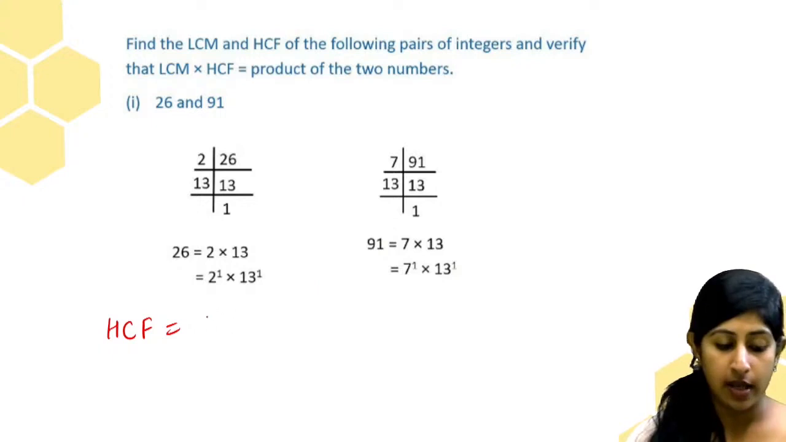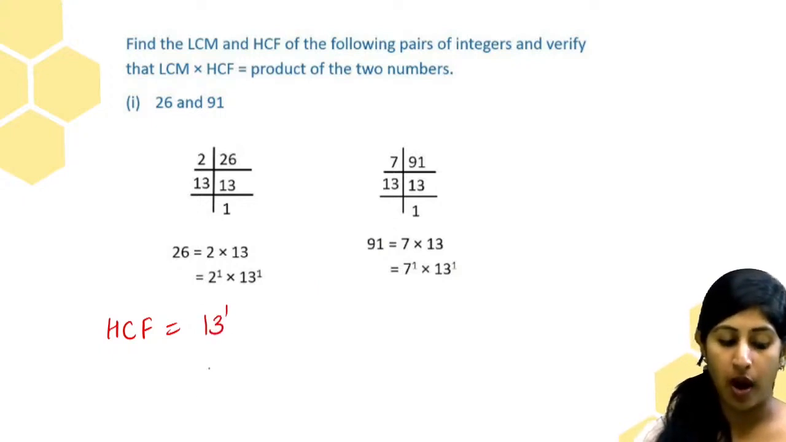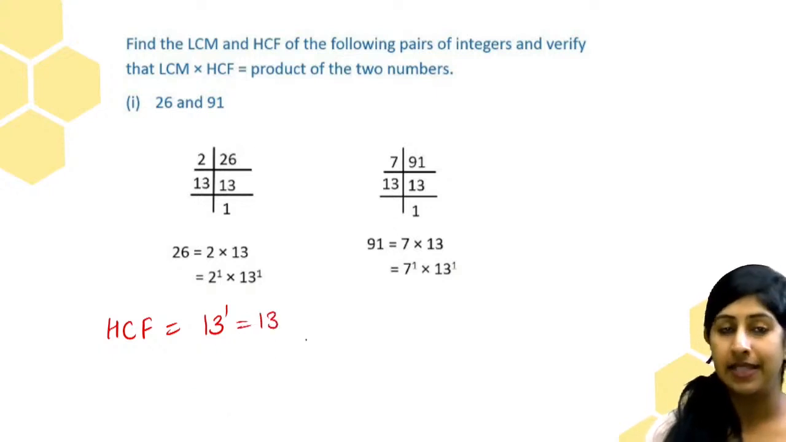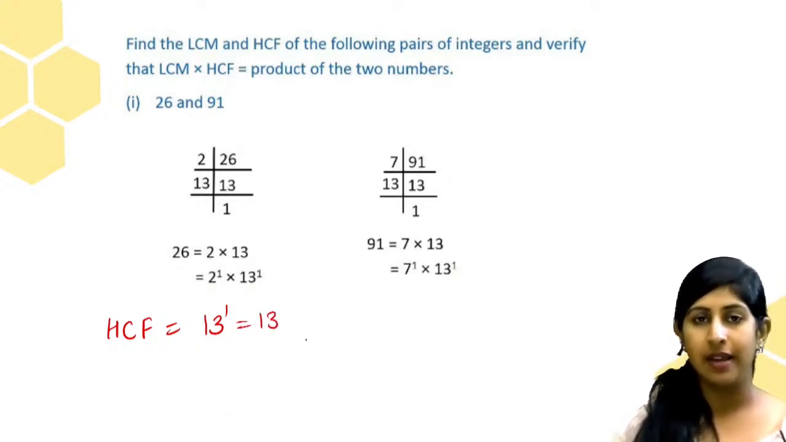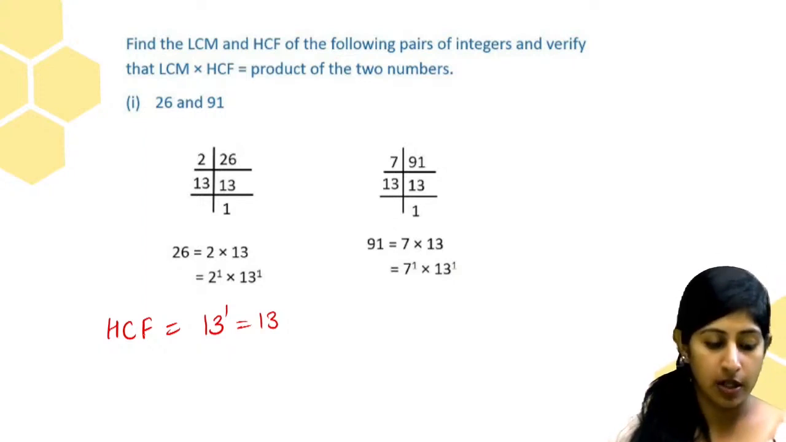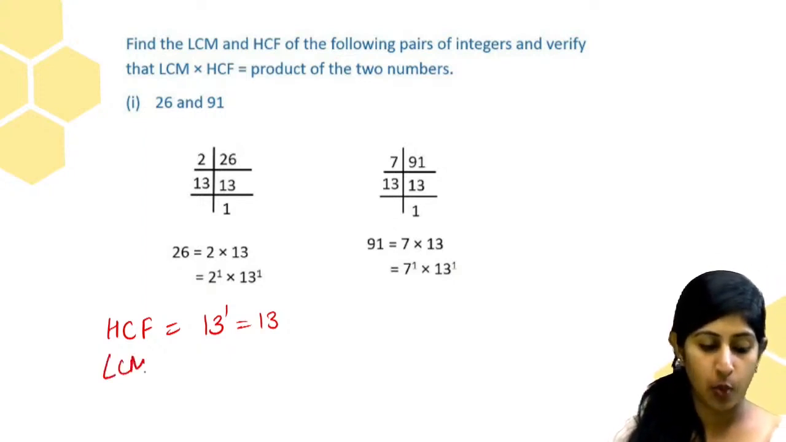13 is common, right? And the least power of 13 is 13 to the power 1. So clearly my HCF for 26 and 91 is 13. Similarly, I'm going to calculate the LCM. What will be the least common multiple?